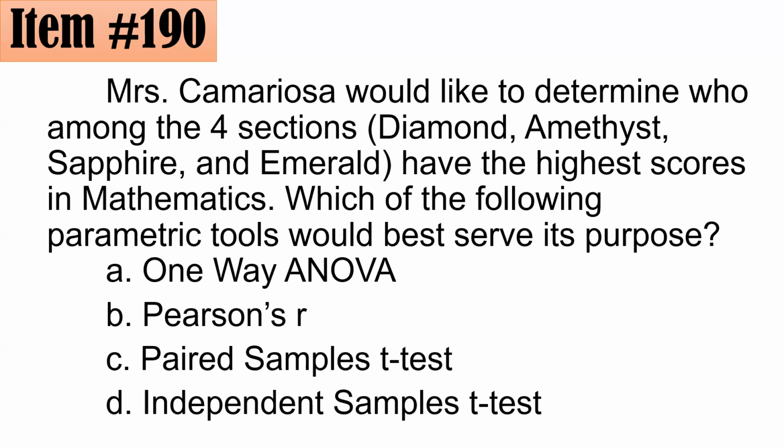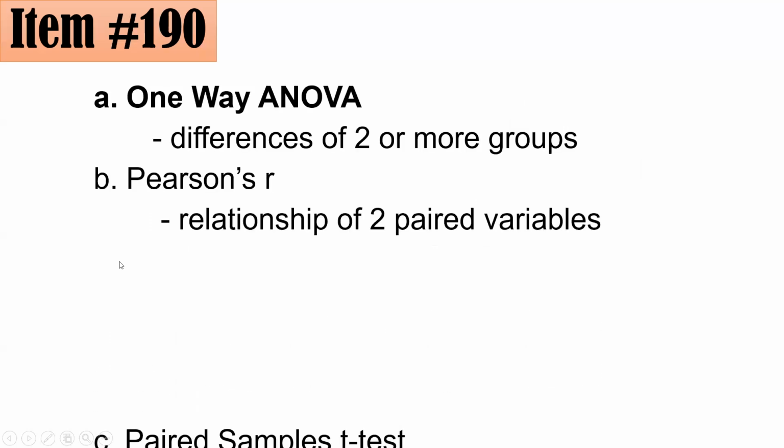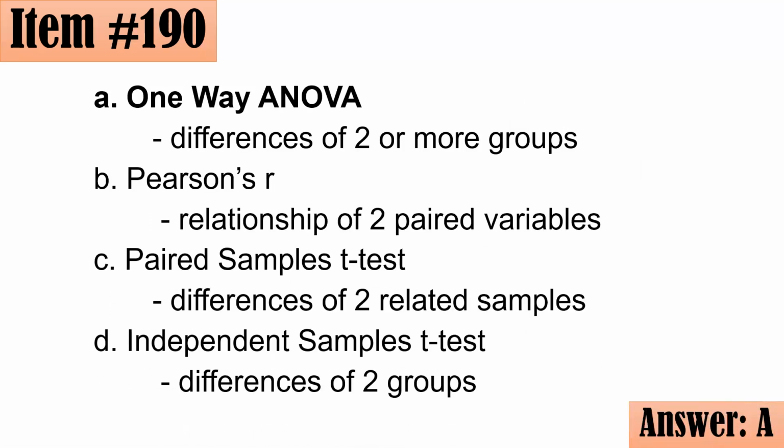Since we are after differences, then B, Pearson's r is out. Since we have 4 independent groups, the 4 sections, then we have to go with letter A, one-way ANOVA. Because one-way ANOVA will be able to help us determine what pairs of differences are equal. You could use this if you have 2 or more groups.